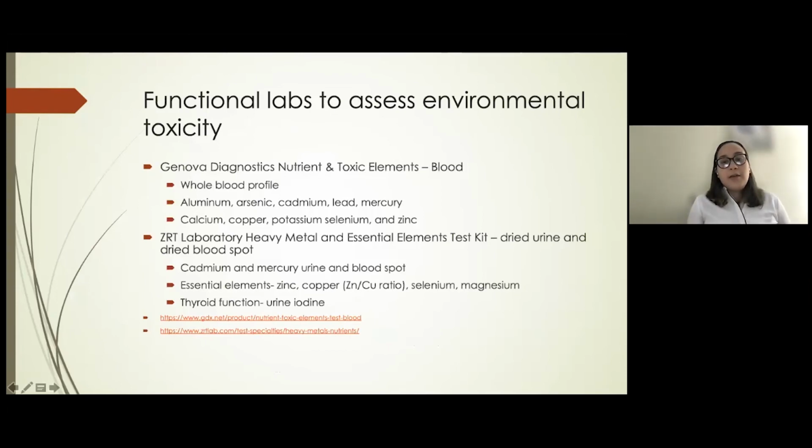So here are some functional labs that we use to assess environmental toxicity, some of my favorites that we order very regularly. Genova Diagnostics has a nutrient and toxic element test, a whole blood profile looking at aluminum, arsenic, cadmium, lead, and mercury. So all of the elements that I just talked about. In addition, it looks at calcium, copper, potassium, selenium, and zinc. We talked about the importance of selenium, zinc, calcium. All of these are very important because one way or another, these elements are messing with these nutrients. So you not only want to look at the toxic load, you also want to look at what it is doing from a nutritional standpoint, and correct that where it needs correcting.